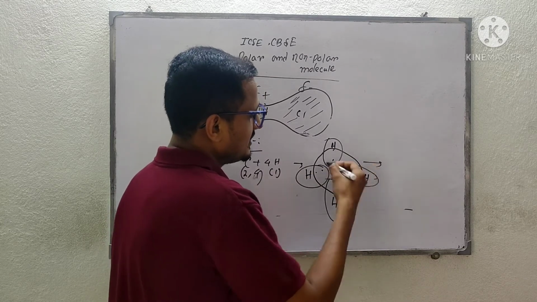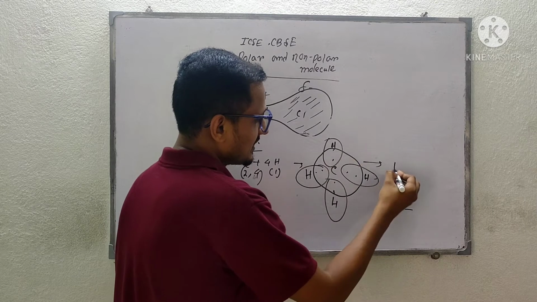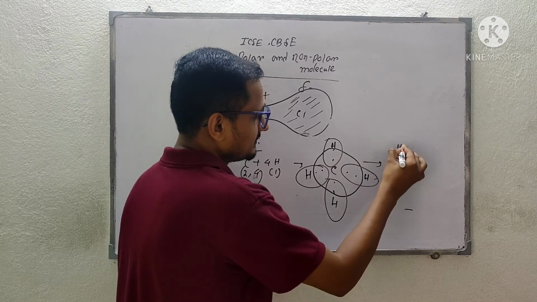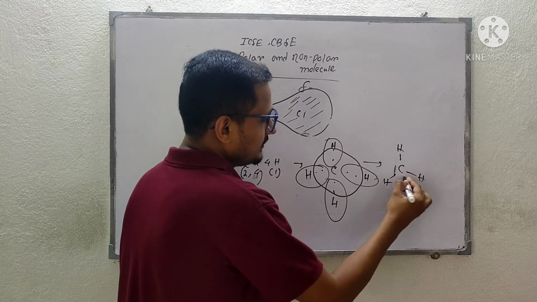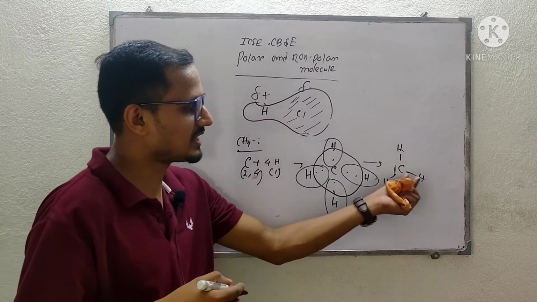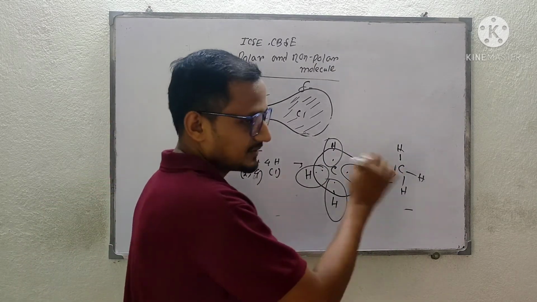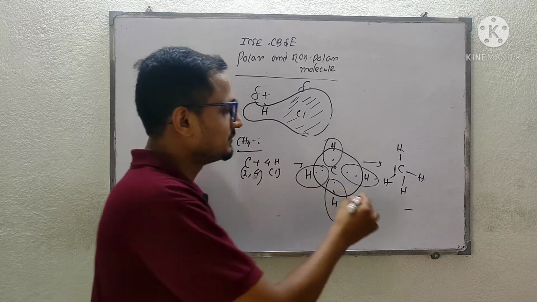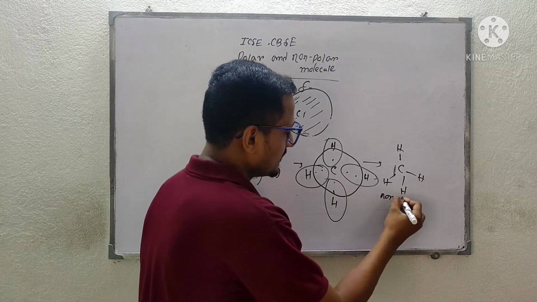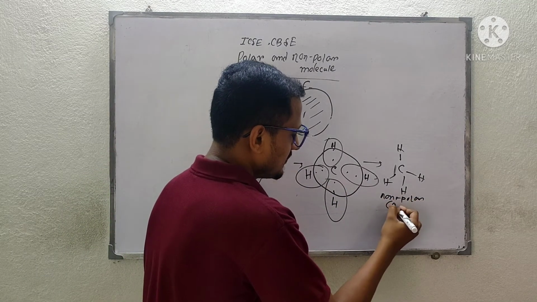Okay, so these individual circles mean these regions are single bonds. Now there is not much difference in the electronegativity between carbon and hydrogen, so these bonds are not polar. These bonds are not polar, so methane is a non-polar covalent compound.